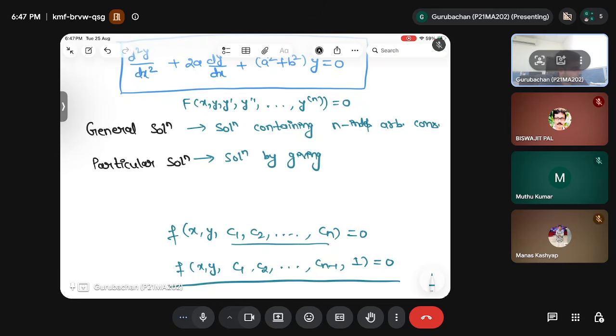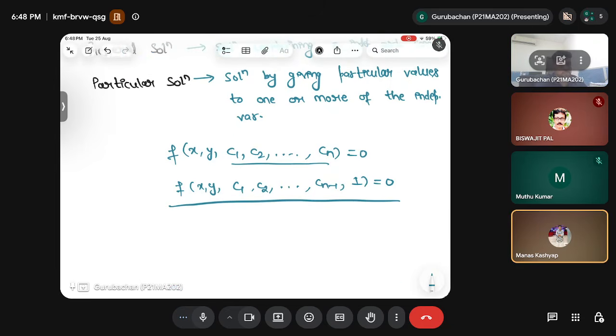And a particular solution means a solution obtained by giving particular values to one or more of the independent arbitrary constants. Even if you are giving a particular value to one arbitrary constant, it will still be counted as a particular solution. Is it clear?